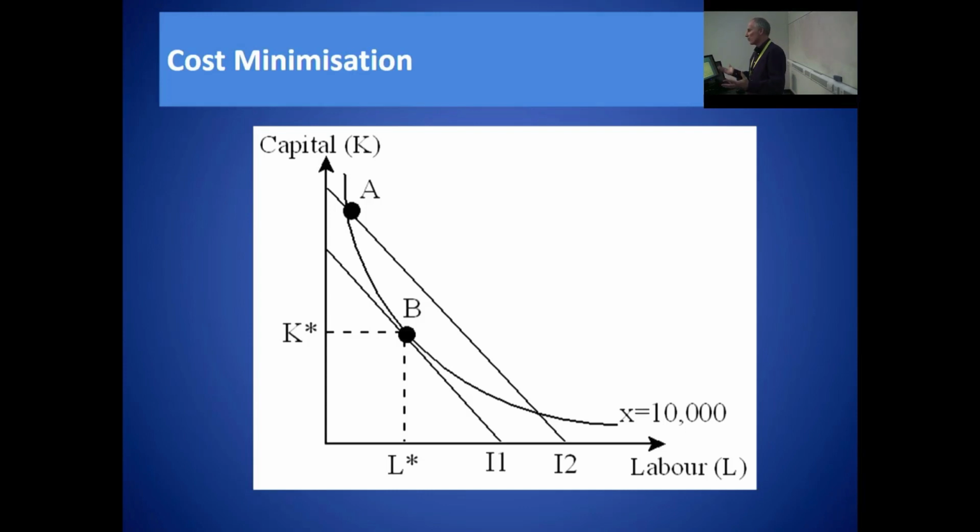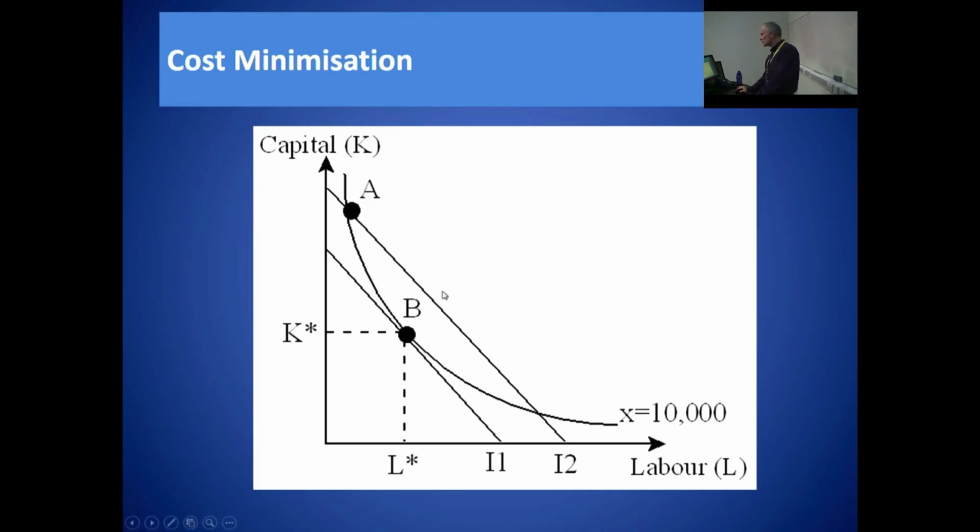Hopefully you can all see the answer is no, because the firm could combine a different combination of labour and capital that allowed it to reach a lower iso-cost line. And if it reaches a lower iso-cost line, it incurs less cost. And that's what we're trying to find, the cheapest way of producing this given level of output.